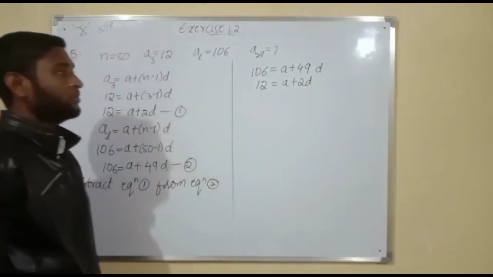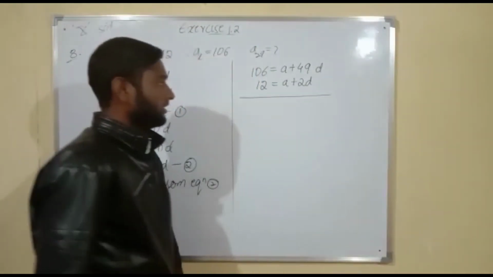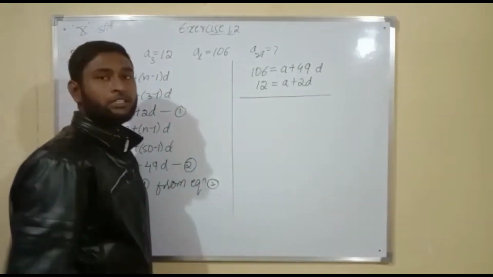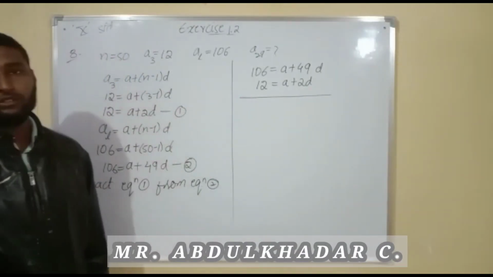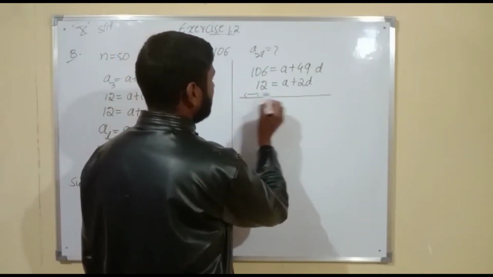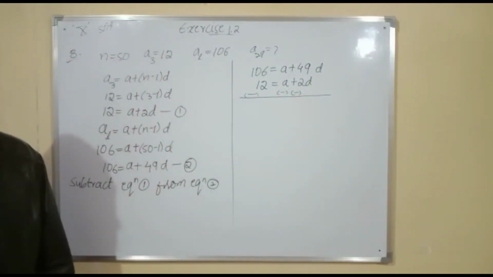A plus 2d. Okay. Same, while subtracting, as I told in the previous class too, we will have to change the signs of the second equation in case of subtraction only. Okay. So here it is plus, we will have to make it minus. Here it is minus, here it is minus. We will have to change the signs.